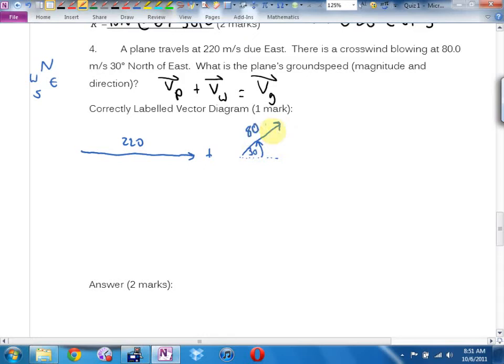How do I add 2 vectors together? Draw them. So my vector triangle is going to look like this. 220 plus 80. My resultant is going to be that right there. That's my resultant.